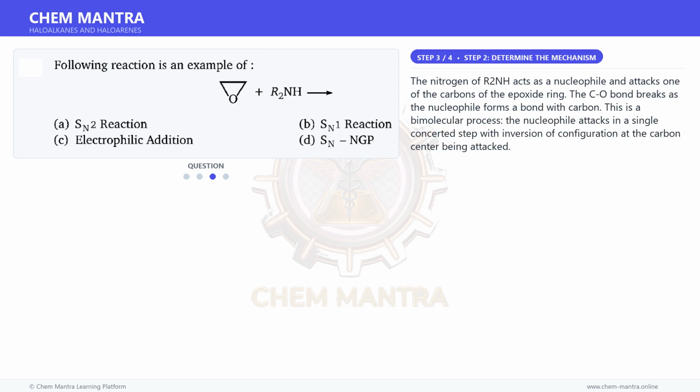Moving on to the next step. The nitrogen of R2NH acts as a nucleophile and attacks one of the carbons of the epoxide ring. The C-O bond breaks as the nucleophile forms a bond with carbon. This is a bimolecular process. The nucleophile attacks in a single concerted step with inversion of configuration at the carbon center being attacked.